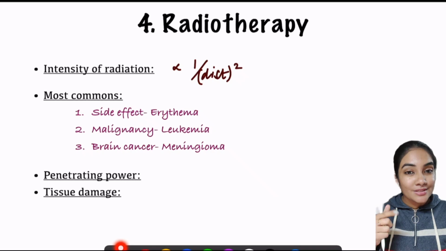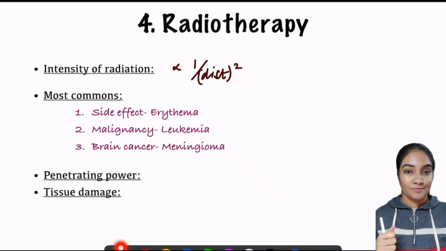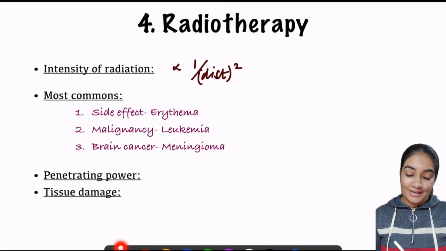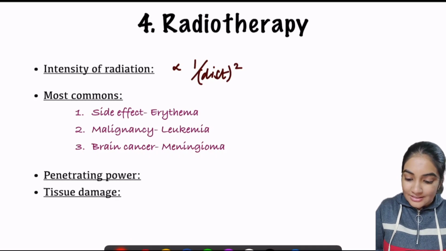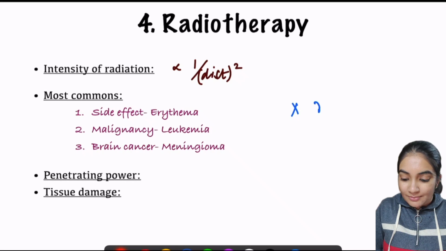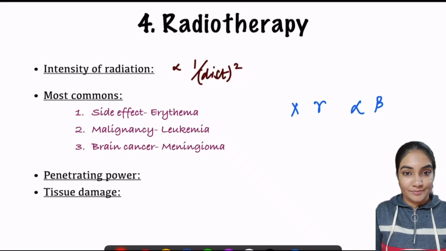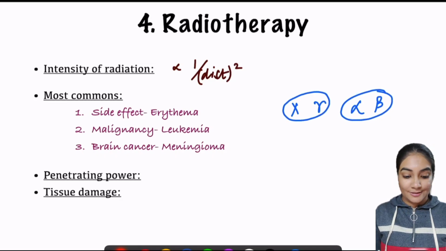What was the most common system to get affected in acute radiation syndrome? BGC, we remembered, blood or hematological system. So most common malignancy would be hematological or leukemia. But most common brain cancer is meningioma. Okay. Now penetrating power. This is something interesting. You have 4 rays, that is X-ray, gamma ray, alpha ray and beta ray, right? You remember them as 2 groups, X-ray and gamma rays, alpha and beta rays.